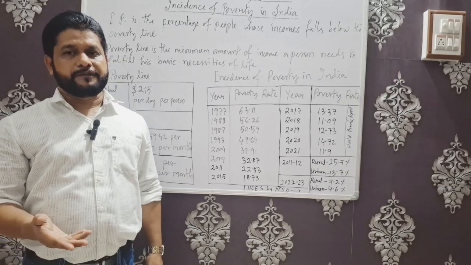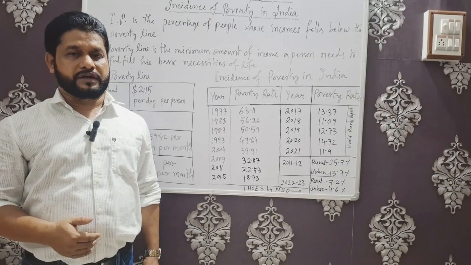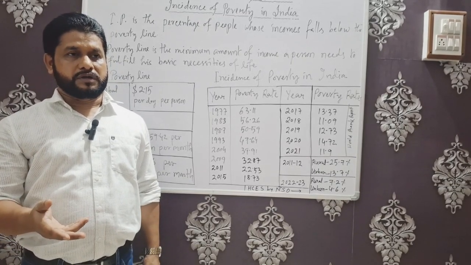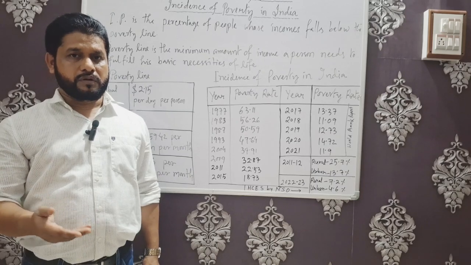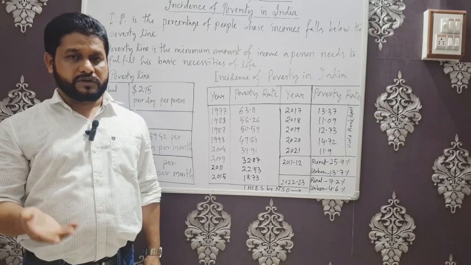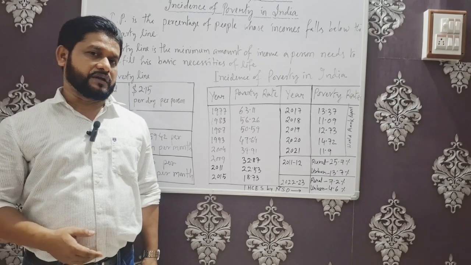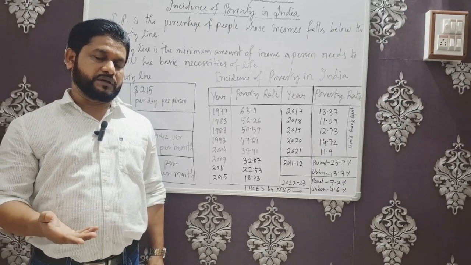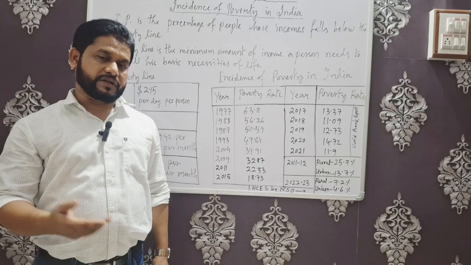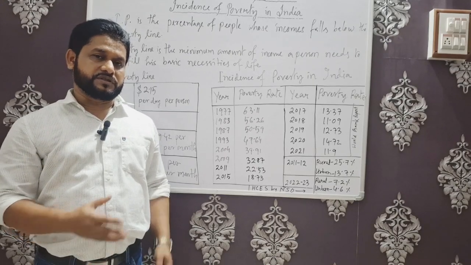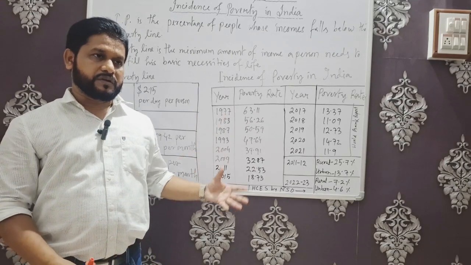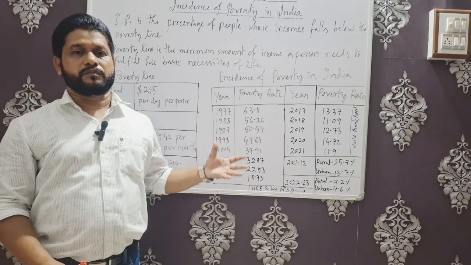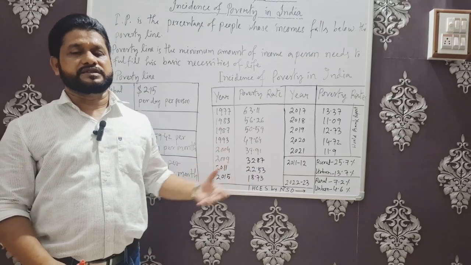So this is all about the incidence of poverty, the poverty line, how a poverty line can be estimated, what the present poverty line is, and how the incidence of poverty is recorded in the Indian context. This is the most recent data by which we can analyze the incidence of poverty.